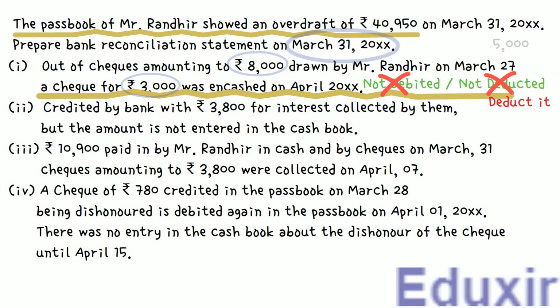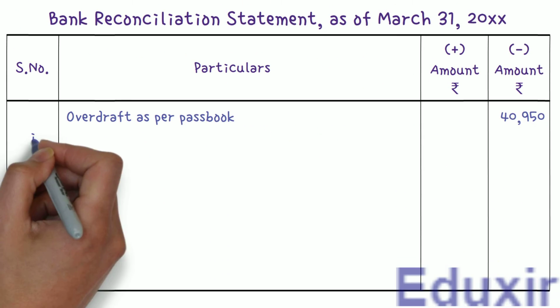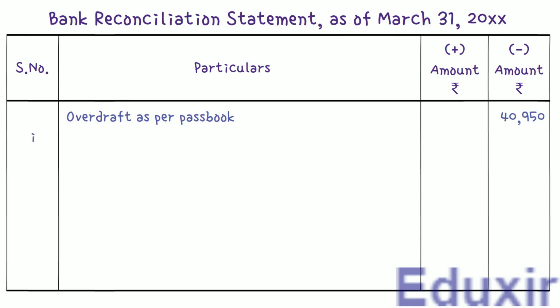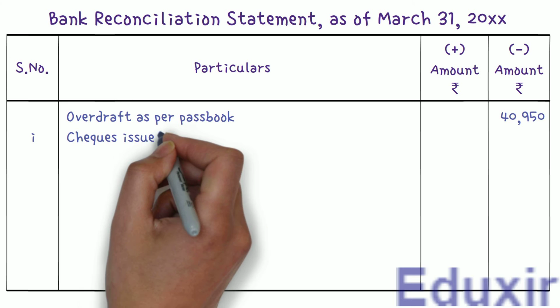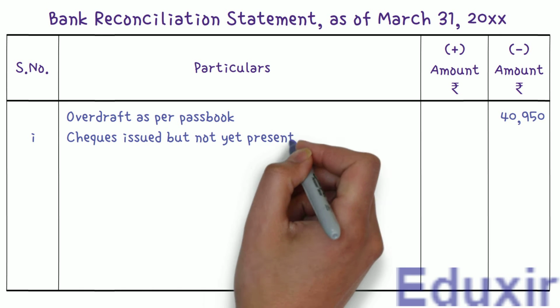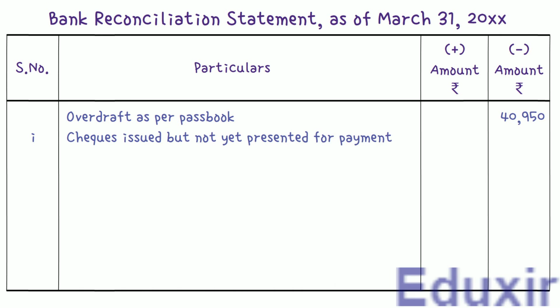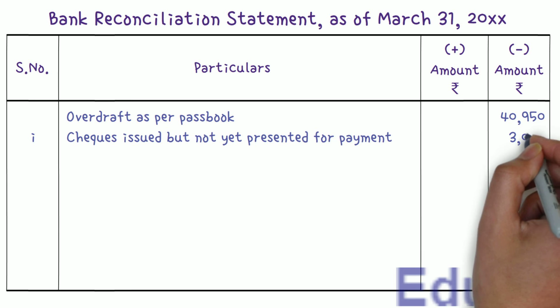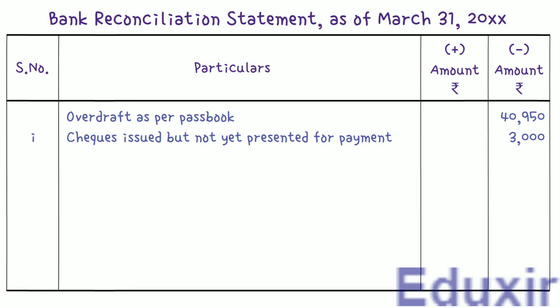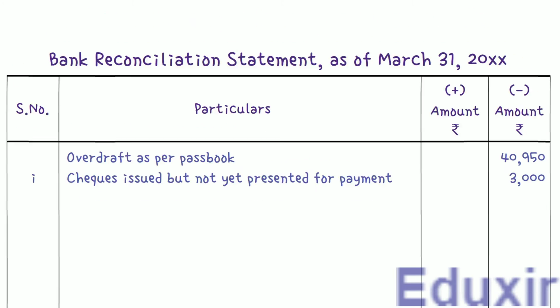With this analysis at our disposal, let us now proceed with the recording of these details into the bank reconciliation statement. Let us first write the serial number. Let us then write the particulars as cheques issued but not yet presented for payment. Let us then write this amount of 3,000 rupees in the minus amount column. That completes the recording of these details into the bank reconciliation statement. Let us now take up the next details.